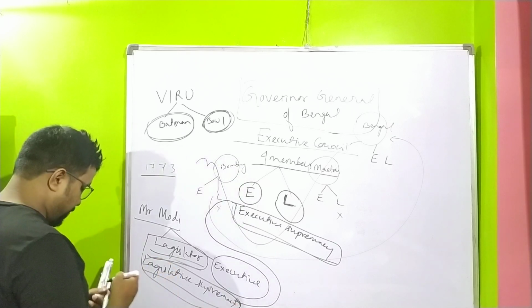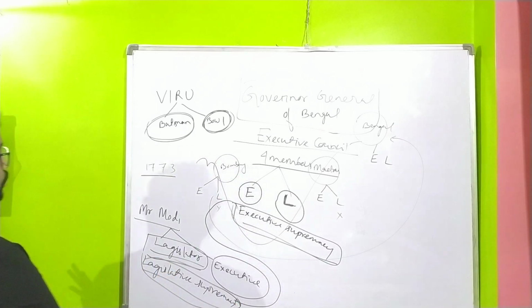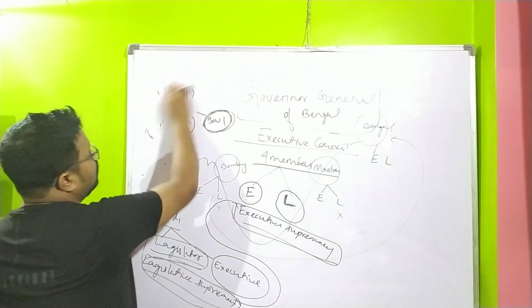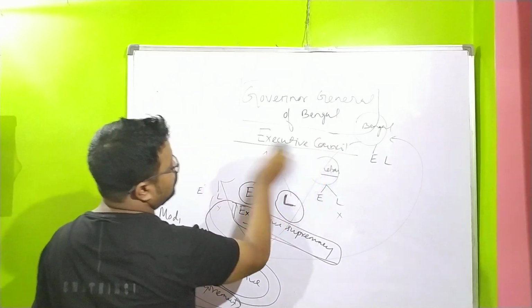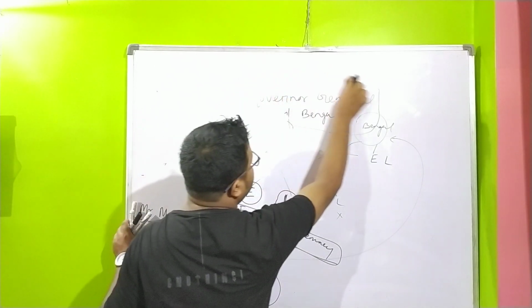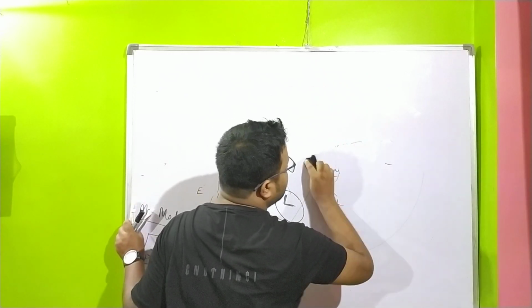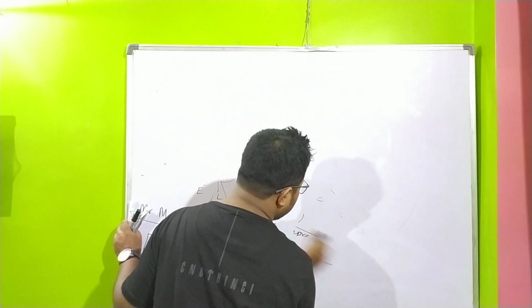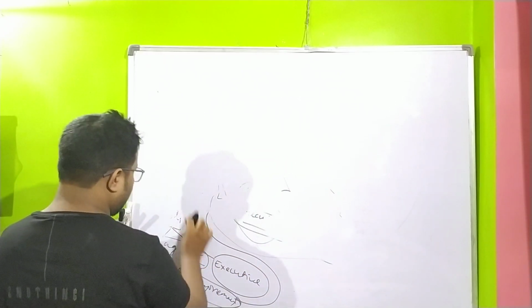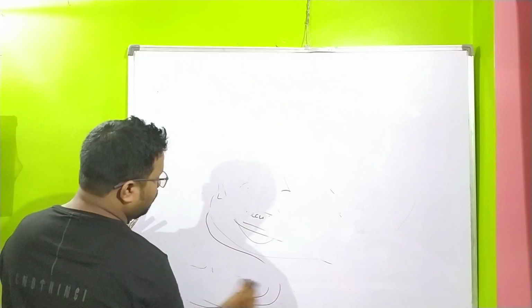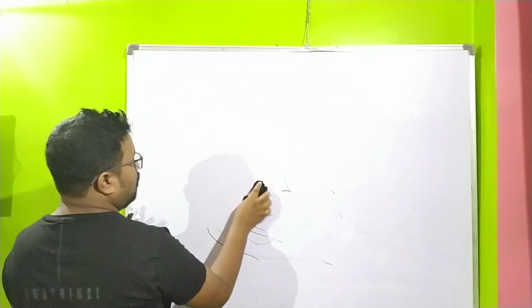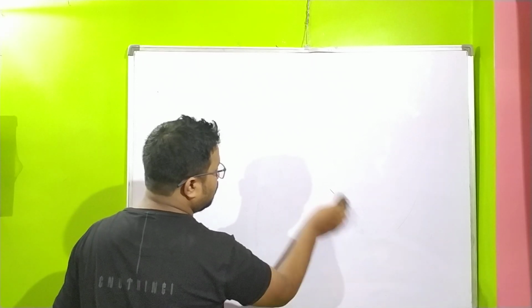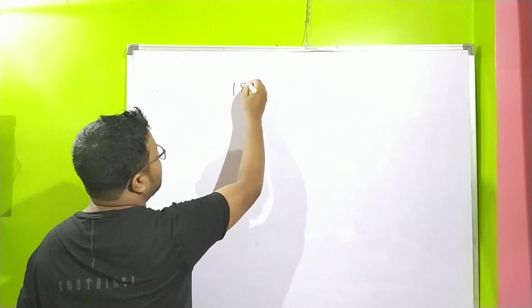Now, we also studied the 1853 Charter Act, and it was the last Charter Act. Why was it the last Charter Act? It was the last Charter Act because the East India Company had lost almost all its powers in the Act of 1853.